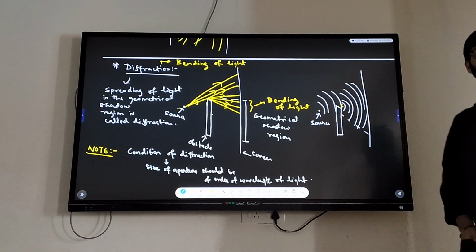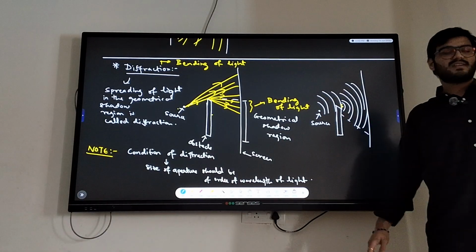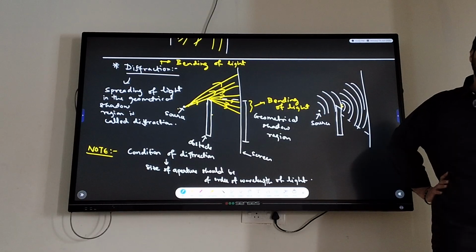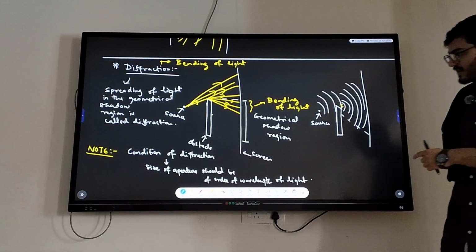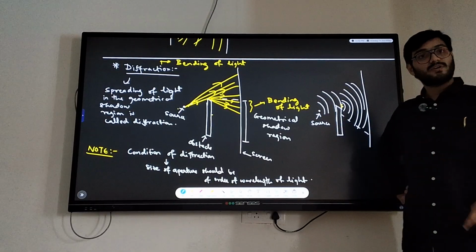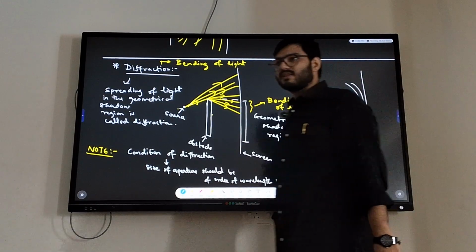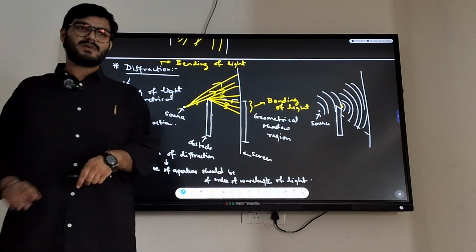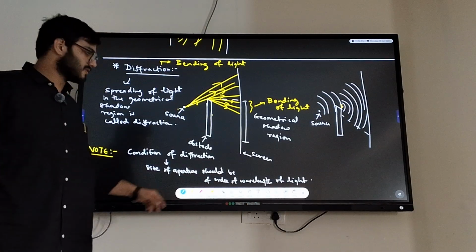The thing that should come to your mind is that the wavelength of light is in nanometers, angstroms. That's 10 power minus 10. How small? Do you have such openings that are that small, and only then do you find diffraction? Obviously not. Then this statement is not that correct. The correct statement should be: the size of the sharp edge should be of the order of wavelength.